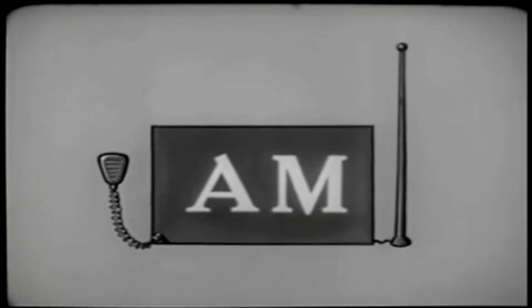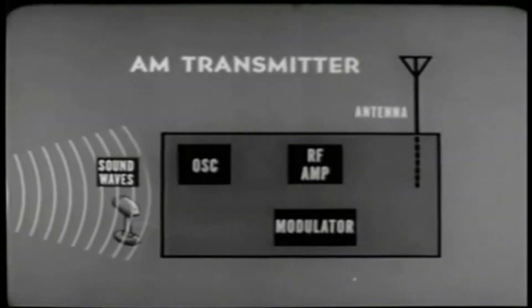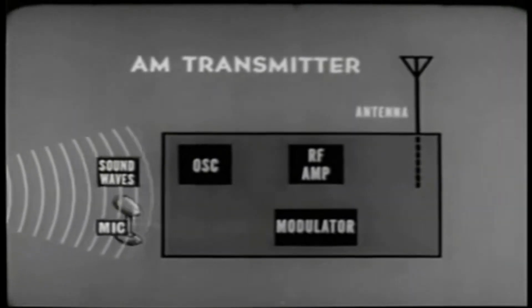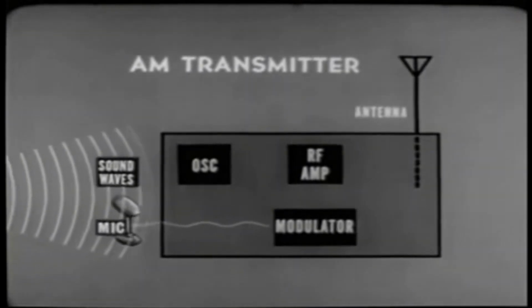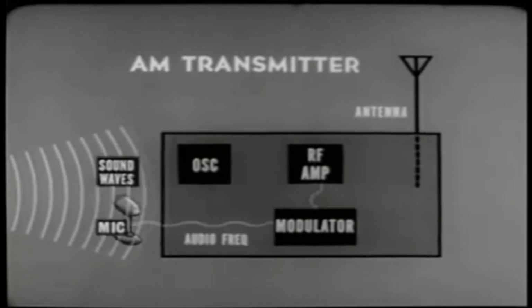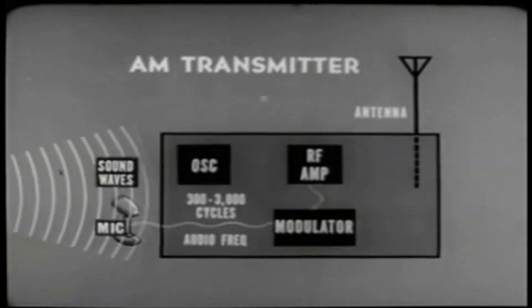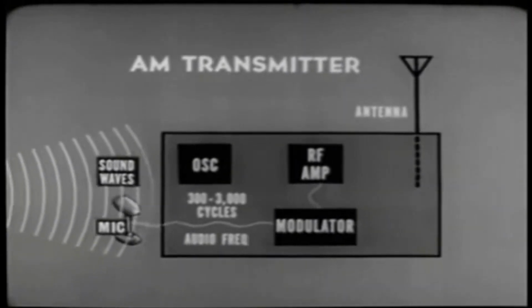Let us review in detail the separate actions which take place in an AM transmitter. The information or intelligence to be transmitted starts as sound waves which travel through air. The microphone picks up these waves and transforms them into electrical energy. Now the intelligence travels into the transmitter, taking the form of audio frequency voltages. Audio frequencies generally fall within a range of from 300 to 3,000 cycles per second.